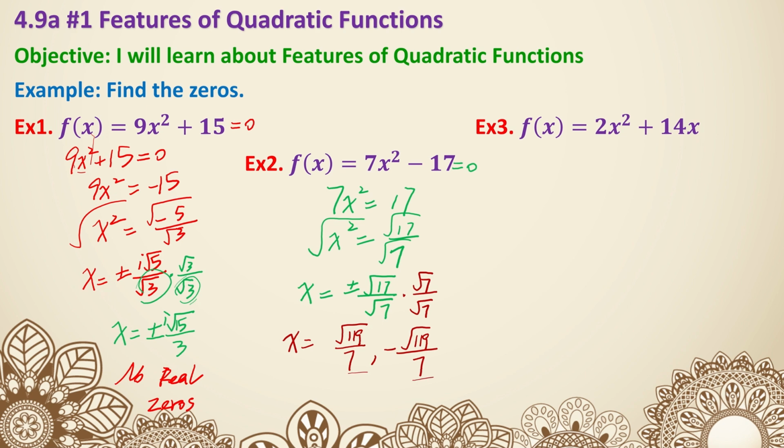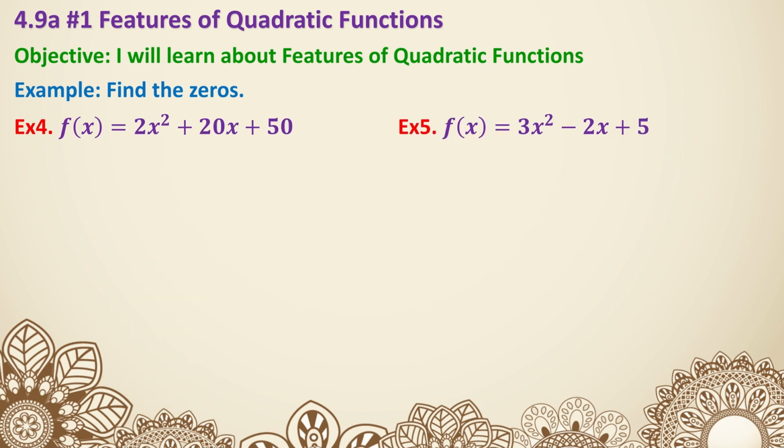Number 3. Well, set it equal to 0. You see, we don't have the number on the end, so it's very easy to factor that. We can take out a GCF, which is 2x, and then x plus 7 equals 0. We're going to get two answers, either x equals 0 or negative 7. There you go. That's example 3.